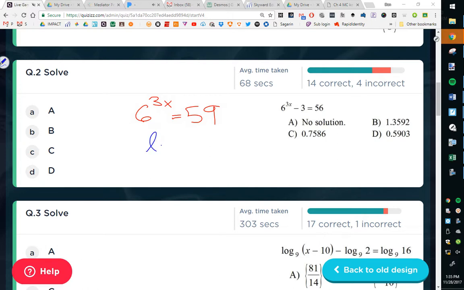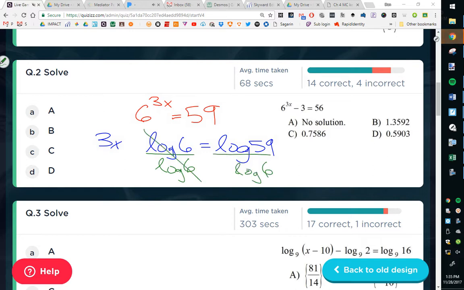So I'm going to take the log of both sides: log of 6 to the 3x equals the log of 59. And then that 3x would fall in the front. I would want to divide by log of 6. That would cancel. I would type log of 59 over log of 6 into my calculator, and then to finish that thing, I would then divide that number by 3, whatever that would be. Questions on 2?